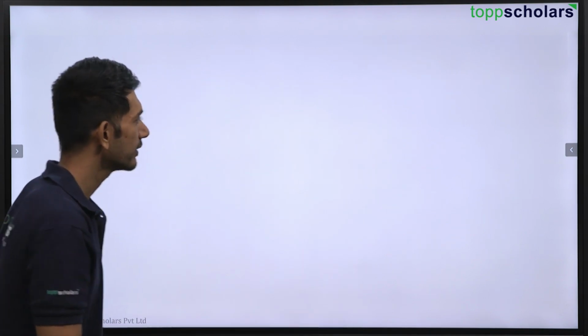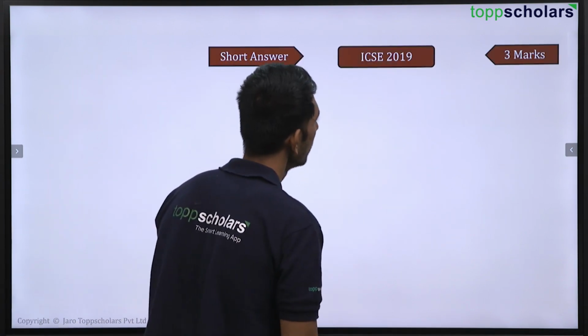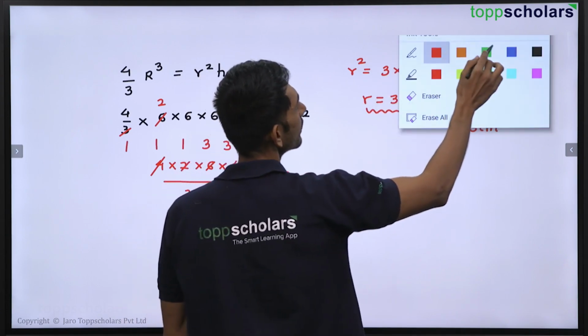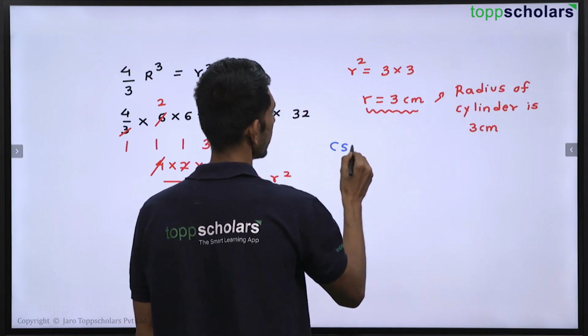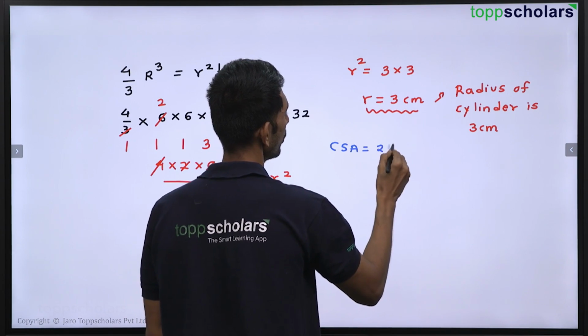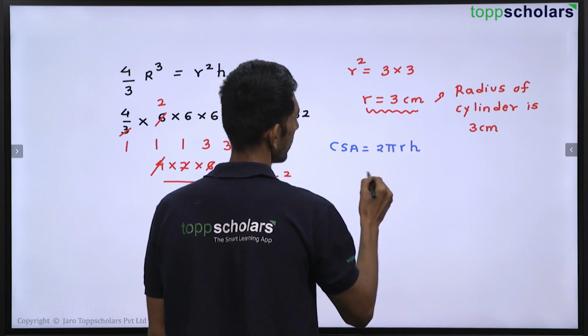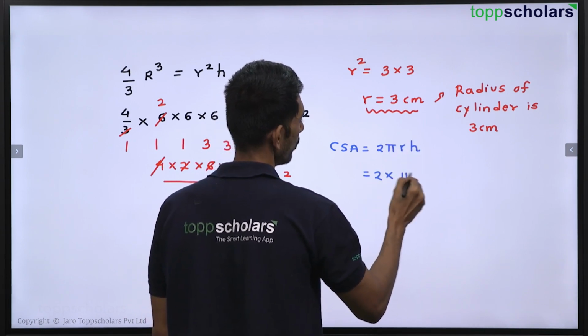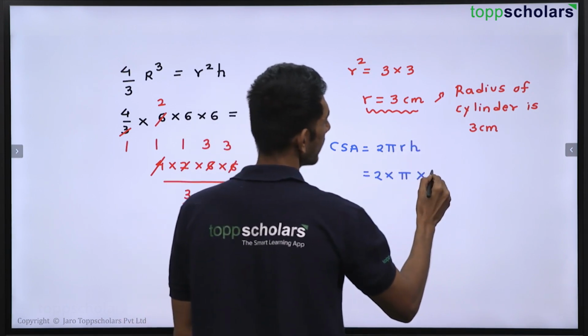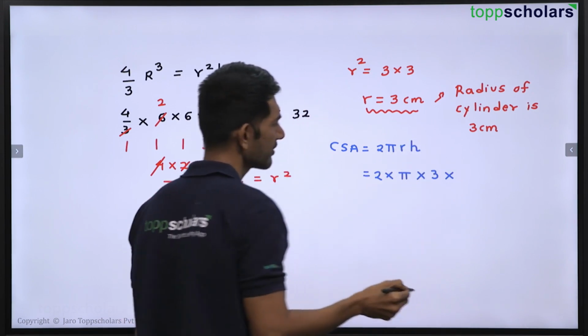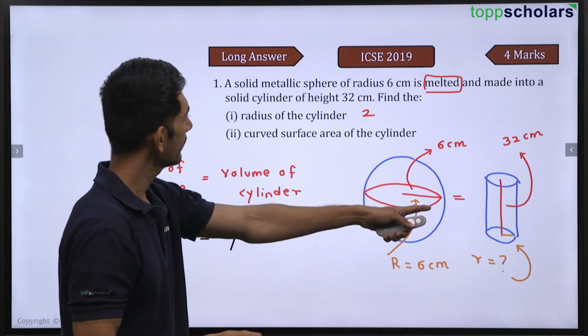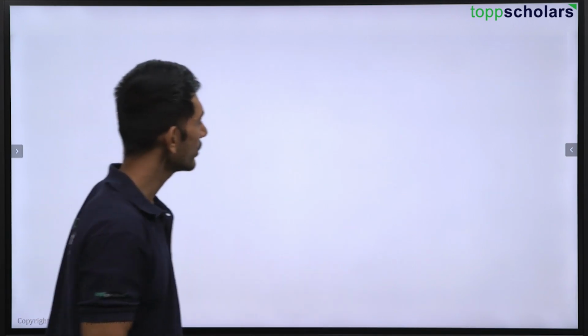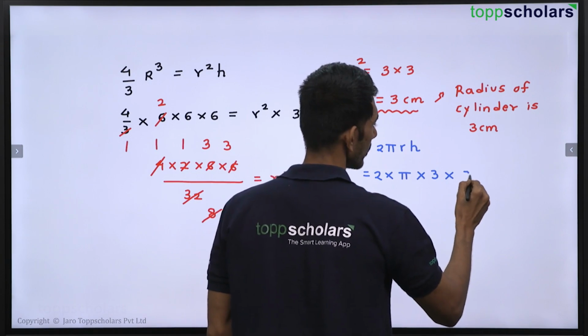Curved surface area of cylinder. What is the formula? The formula is curved surface area is given by 2 pi r h. That is 2 into pi into r, r is 3, into h. H is given already. Height of the cylinder is 32. So let us take 32.